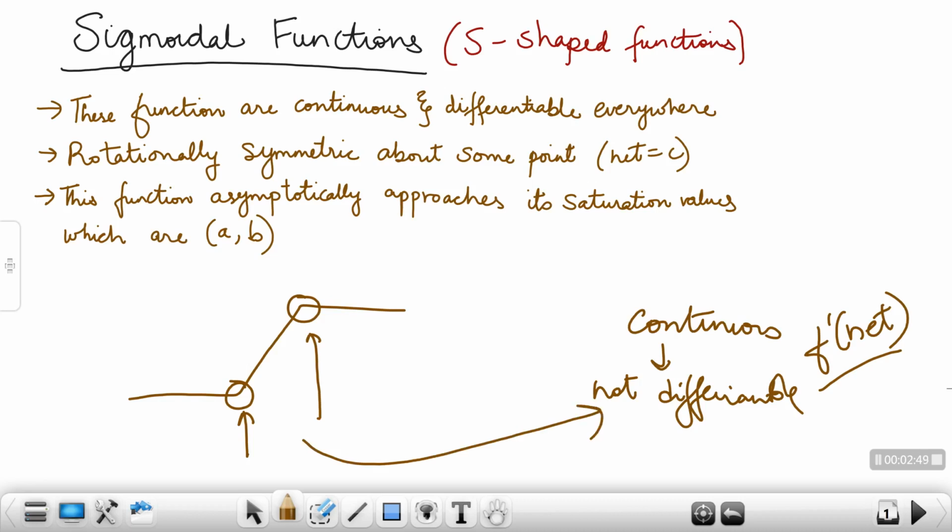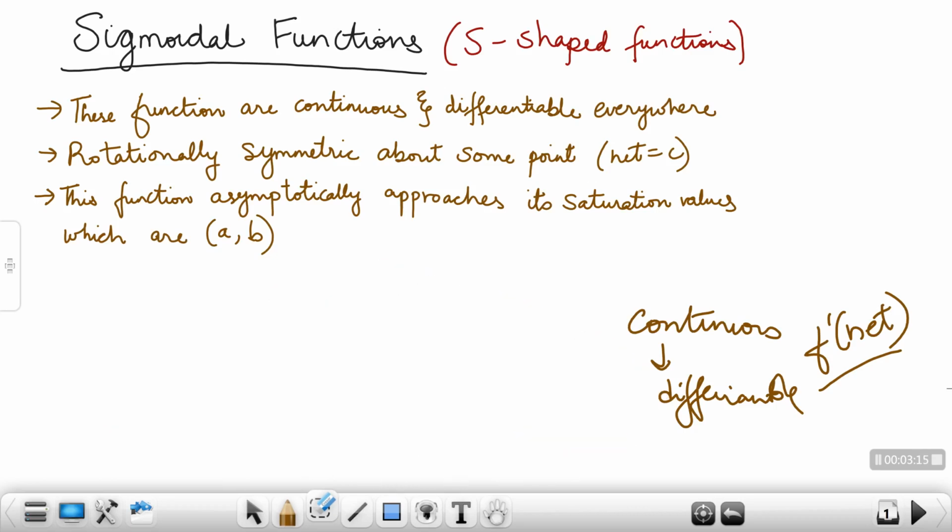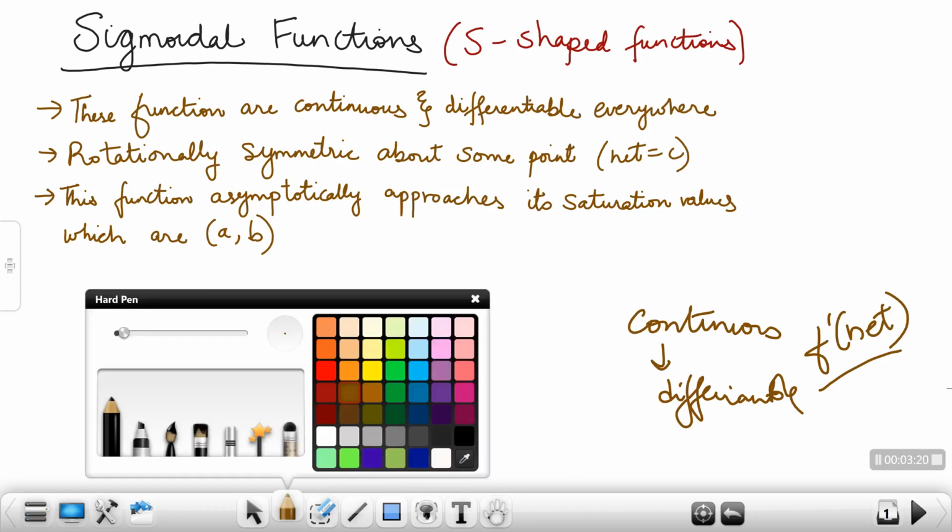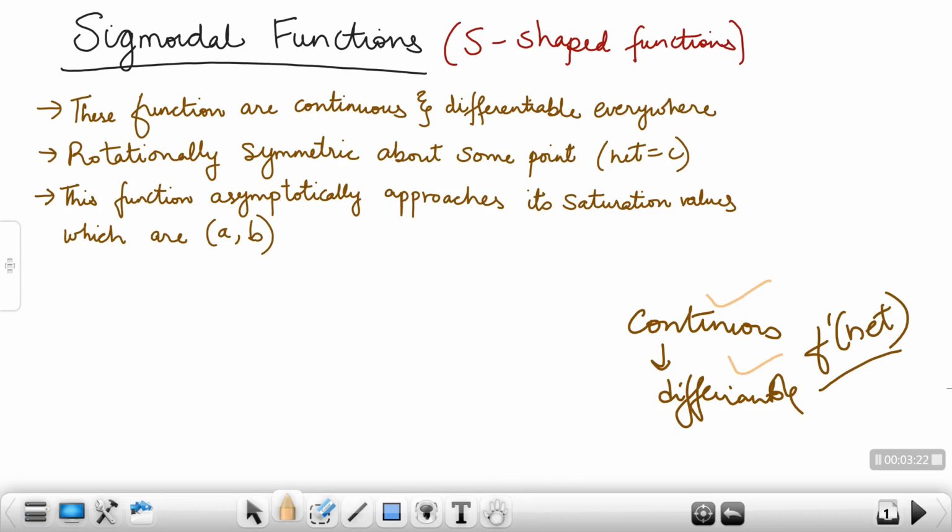Again, there is a unipolar ramp function and a bipolar ramp function. If the two levels are 0 and 1, then it is a unipolar ramp. If the levels are 1 and minus 1, then it is a bipolar ramp. The ramp function has the problem that it is not differentiable. Hence we require some function in neural networks which is continuous as well as differentiable.